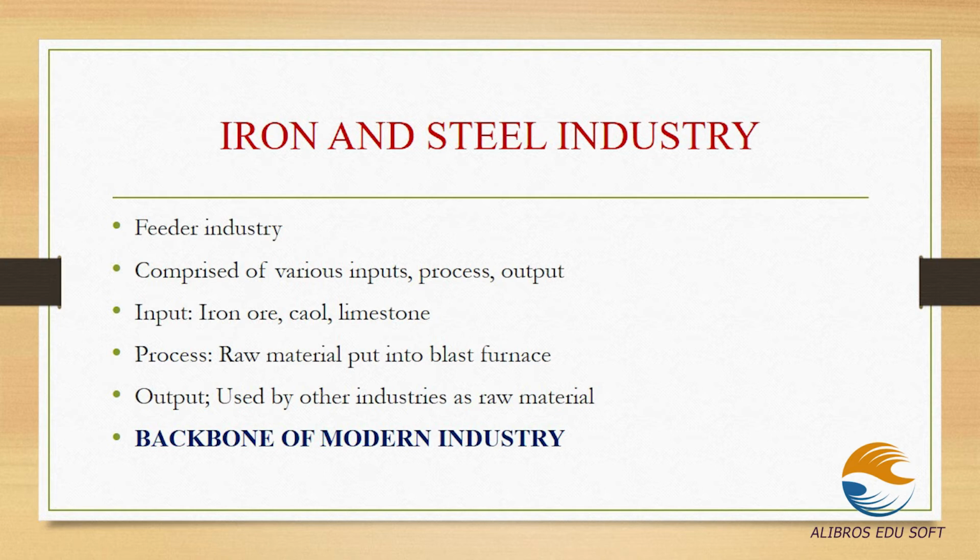The iron and steel industry comprises various inputs, processes and outputs. Inputs for the iron and steel industry are iron ore, coal and limestone along with labor, capital, site and other infrastructure. Next is process. Raw material is then put into a blast furnace for smelting. That is a process used in the iron and steel industry. Next is output. The output we get from the iron and steel industry is used by other industries as raw materials.